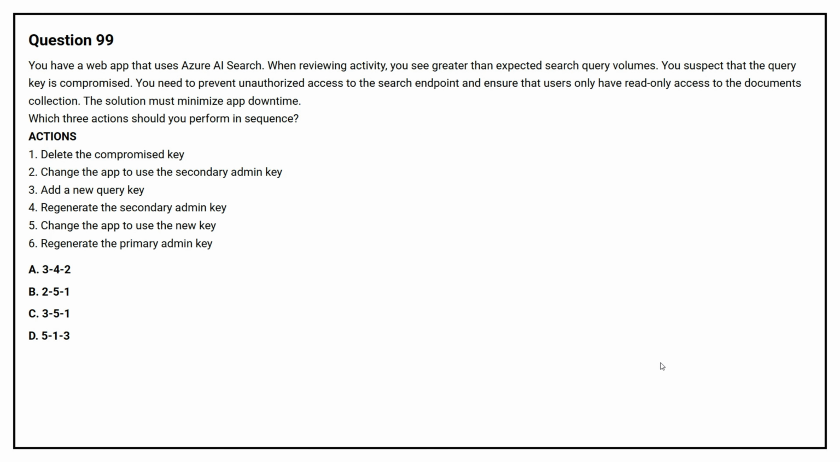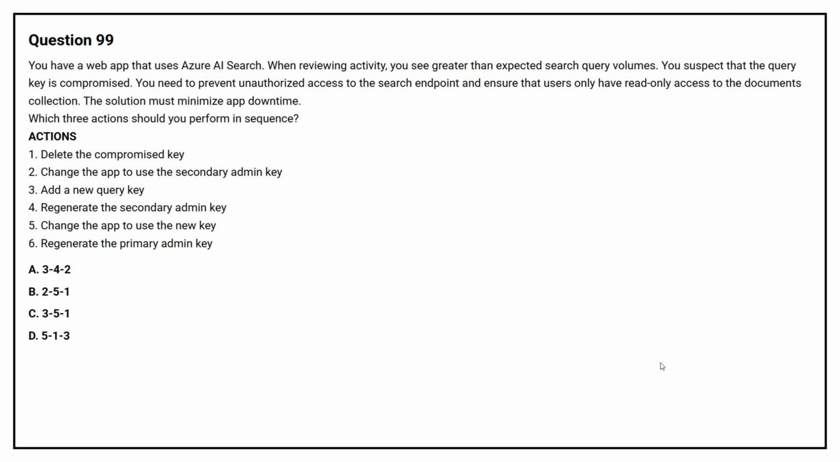Question number 99. You have a web app that uses Azure AI Search. When reviewing activity, you see greater than expected search query volumes. You suspect that the query key is compromised. You need to prevent unauthorized access to the search endpoint and ensure that users only have read-only access to the document collection. The solution must minimize app downtime. Which 3 actions should you perform in sequence?